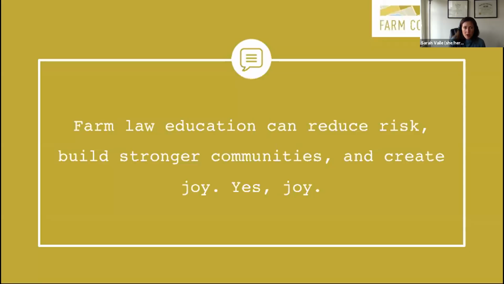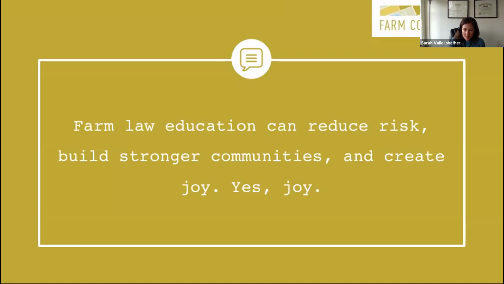So, farm law education. What is this all about? Farm law education can build stronger communities. We're talking about risk reduction, better relationships, and, it sounds strange, but joy. Yeah, seriously, joy. Joy of common purpose, of belonging and participation in our community. But that's all to come.